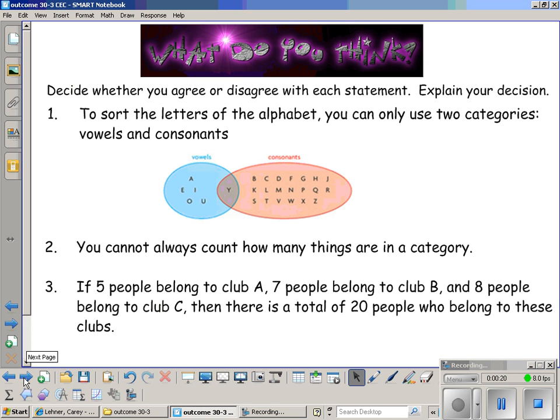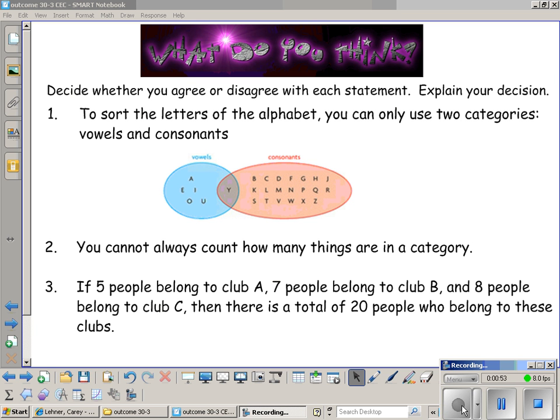What do you think about these statements? We want you to decide whether you agree or disagree, and then explain your decision. If you were to sort the letters of the alphabet, you can only use two categories, vowels and consonants. Do you agree or disagree with that statement? Number two, you cannot always count how many things are in the category. Do you agree or disagree with that?